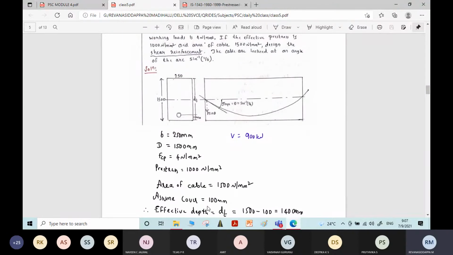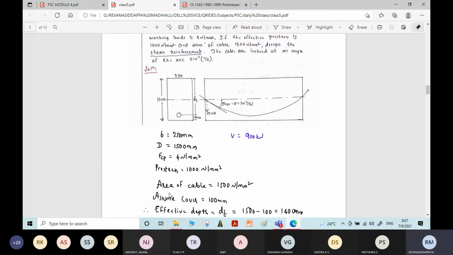Why I have assumed this: depending upon the depth of the beam, we assume the cover depth. If you look into the depth, it is around 1.5 meter, 1500 mm depth. For this much depth, I have selected 100 mm cover. If it has 300 to 350 mm or 400 mm depth, then you can go for 50 mm as a cover for the reinforcement. As the depth of the beam is higher here, I have chosen cover as 100 mm.